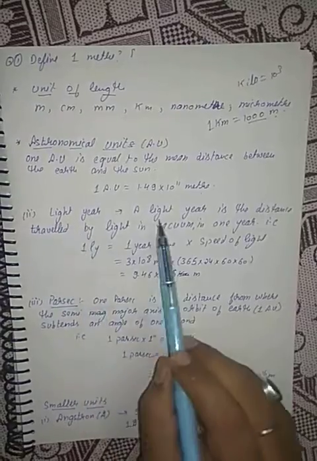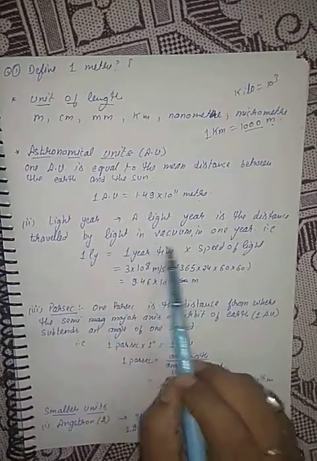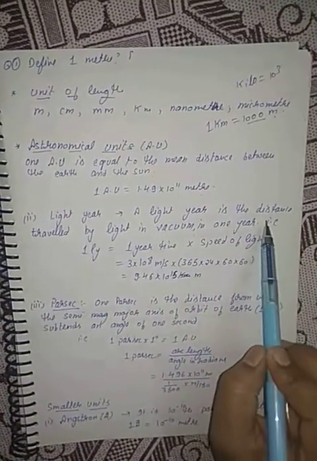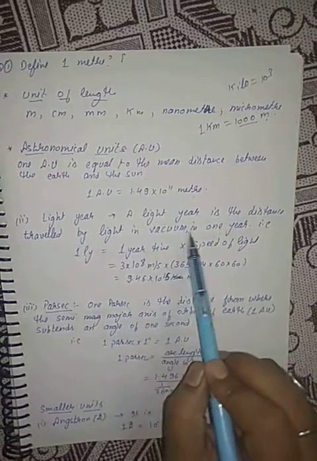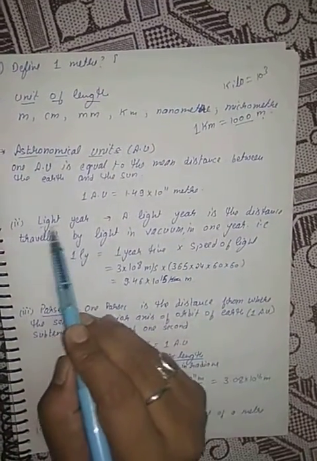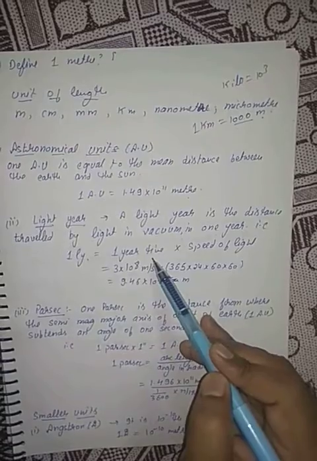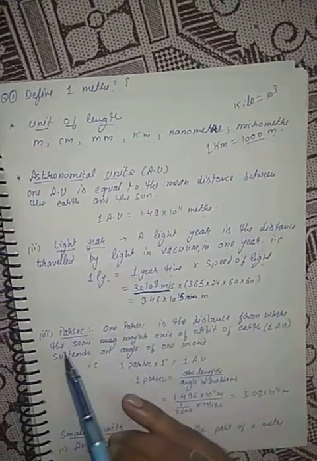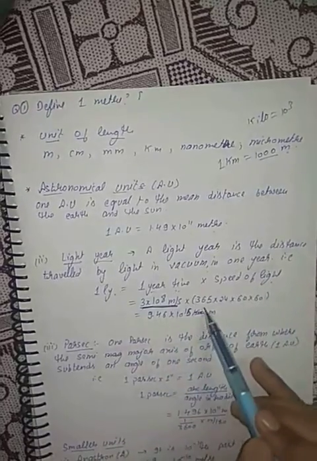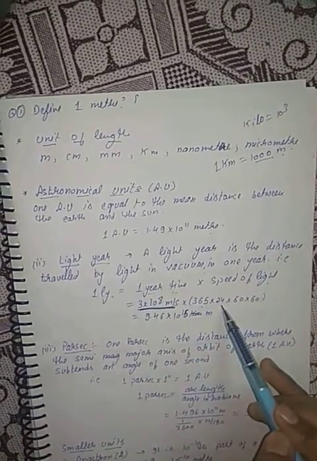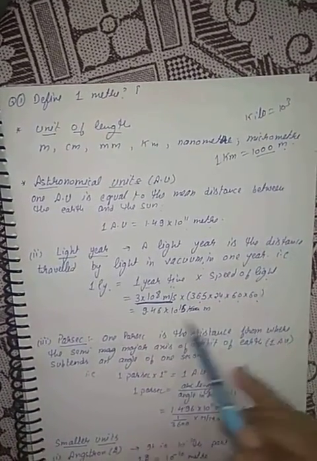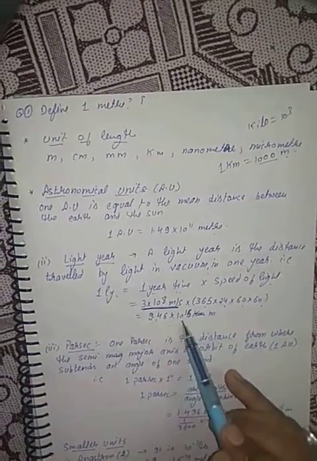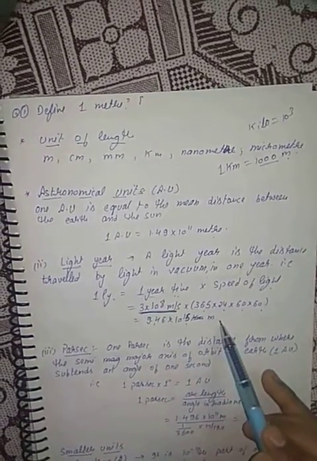Light year. See, a light year is the distance traveled by light in vacuum in 1 year. That means in 1 year, how much distance can light travel? That is given by the light year. 1 light year equals 1 year into the speed of light. Speed of light is 3 into 10 raised to power 8 meter per second. 1 year is 365 days, 1 day is 24 hours, 60 minutes, 60 seconds. When you multiply, you will get 9.46 into 10 raised to power 15 meters.